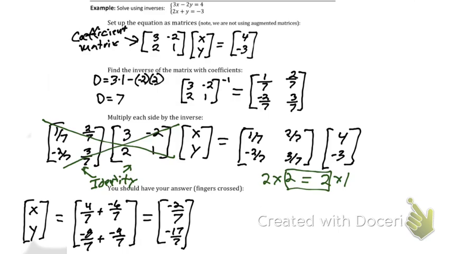So since we have the x, y matrix equals negative 2 over 7, negative 17 over 7, we can end up just saying x equals negative 2 over 7, and y equals negative 17 over 7.